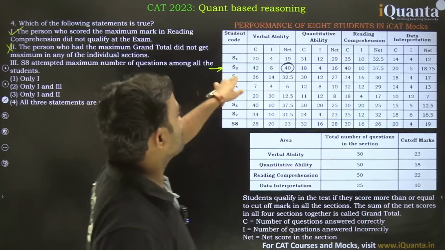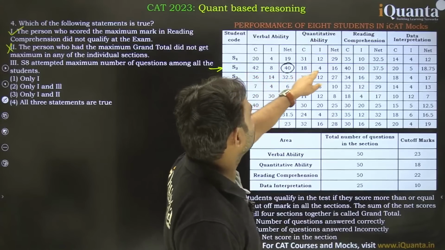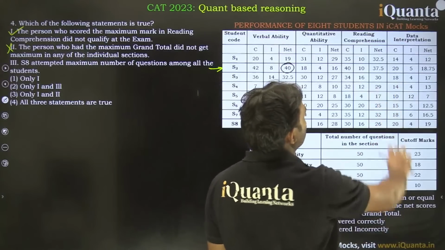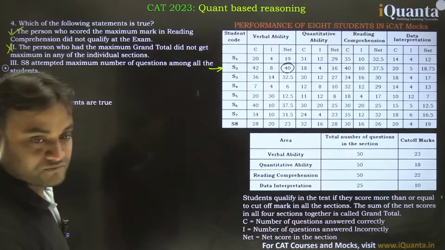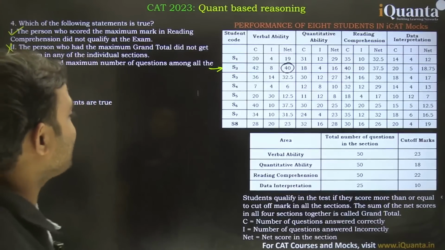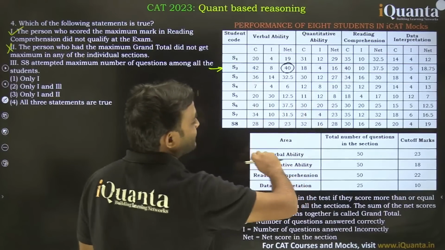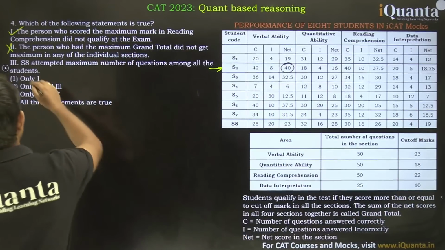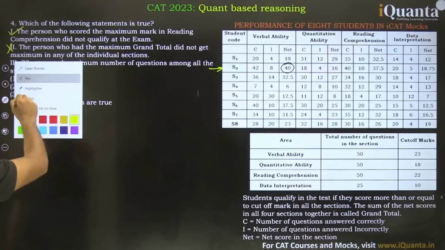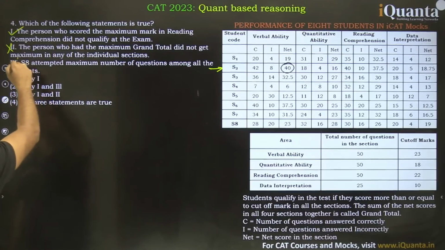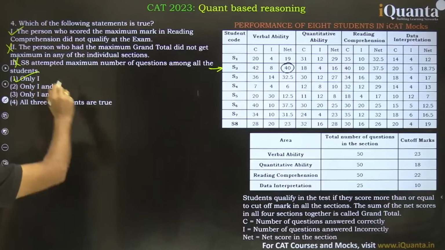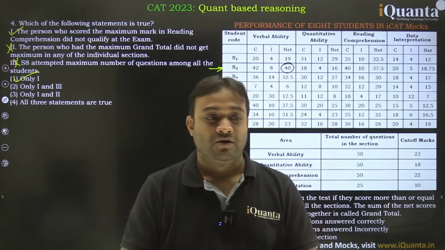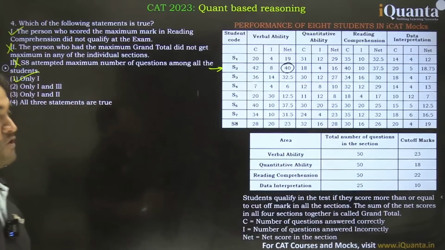If I check S2 who got the maximum marks, 50 plus 22, 72 plus 50, 122 plus 25, it's 147. If you check S6, it will be 50 plus 50, 100 plus 50, 150 plus 20, 170. S6 is the winner, not S8. So the third statement is also wrong. So what's our answer? Only statement 1 is correct. So option 1. Okay.